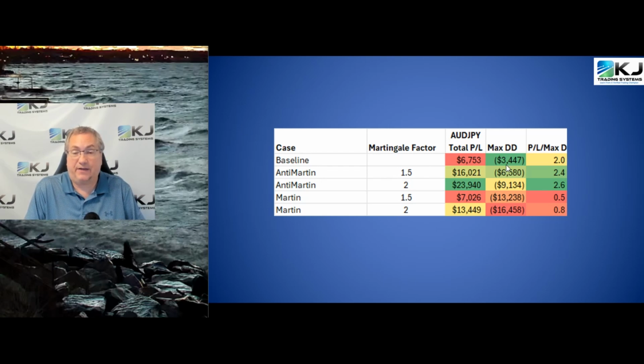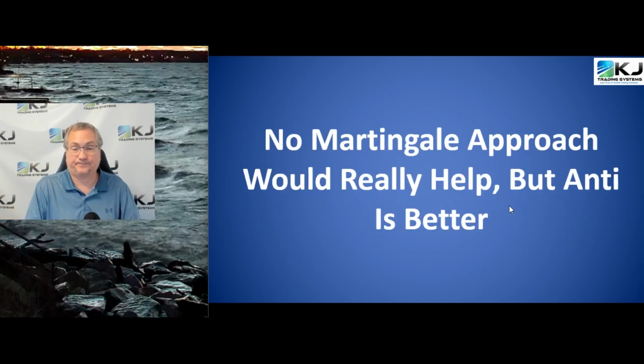So if you compare all these, the red is the worst, green is the best. You can see the anti-Martingale was the best for profit, the best for max drawdown. The least amount of max drawdown was just your baseline 1 contract all the time. And then if you look at profit and loss divided by the max drawdown, the anti-Martingale came out to be the best. So for this example, all the ones I looked at, anti-Martingale, that was the winner. And Martingale was not that good at all.